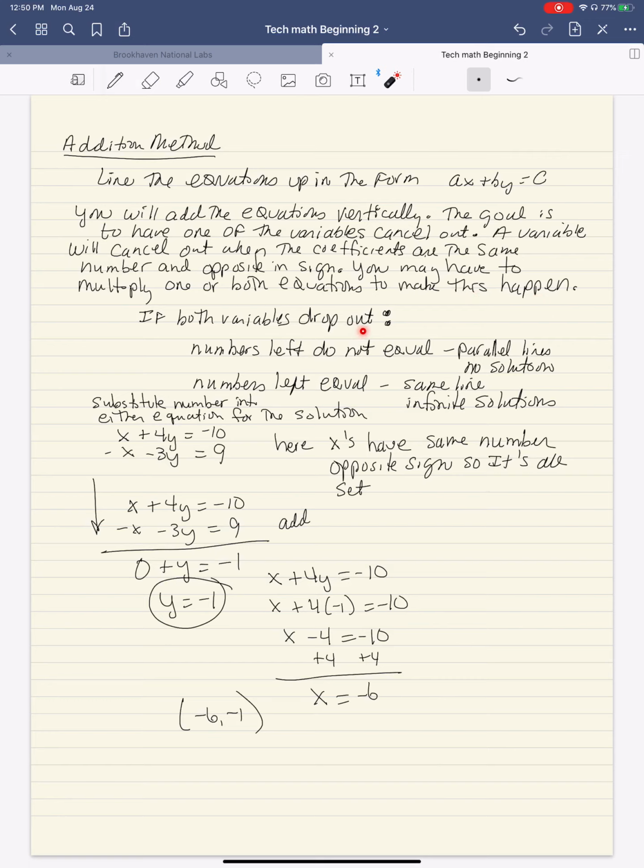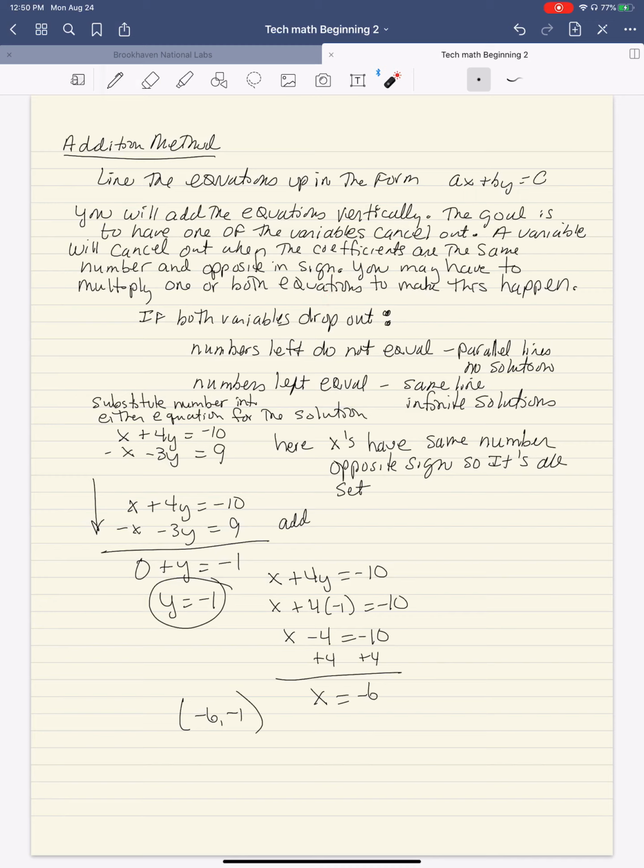If both variables drop out, same as in the substitution method, and the numbers left do not equal, they are parallel lines, so no solution. If the numbers left are equal, they're the same line, or infinite solutions. Then you want to substitute the number into either equation for the solution, if you get an answer from up here.